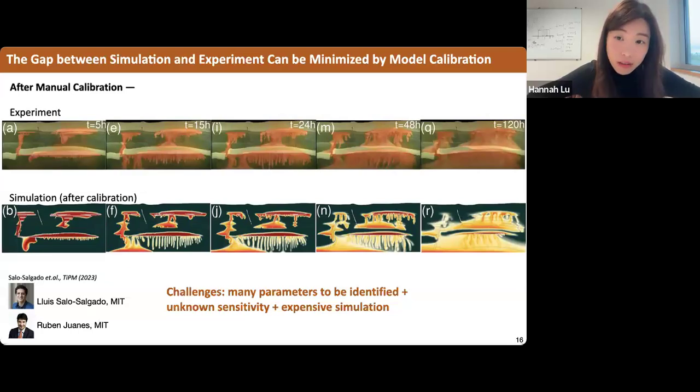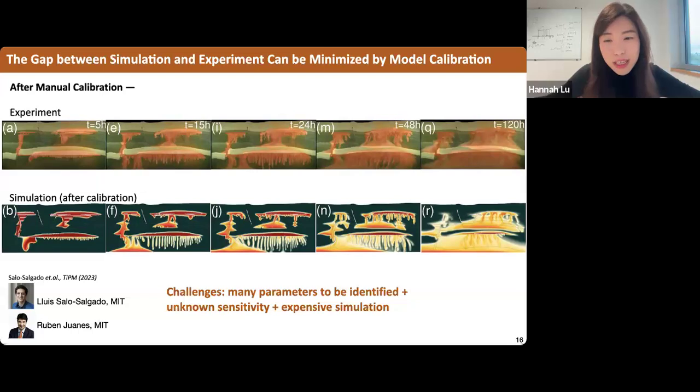This is a simulation result from an earlier work of Ruben and Lewis. So after this manual calibration, after history matching with experimental data, you can see the simulation model provides a good representation of the experiments. But if you ask Lewis, who went to Bergen and stayed there for some time, he manually did the history matching. He will tell you how painful that history matching process is. There are so many parameters to be fine-tuned in the system.